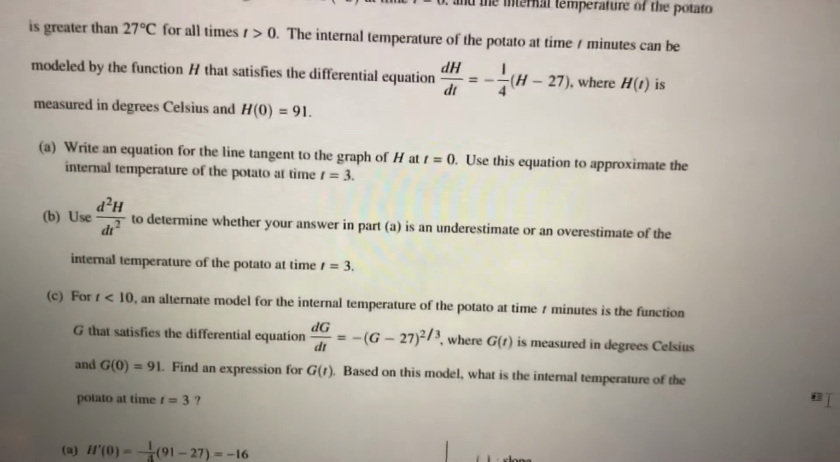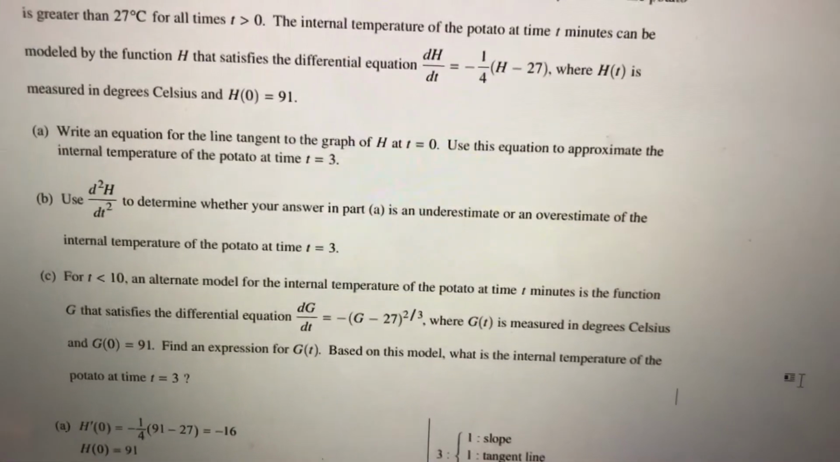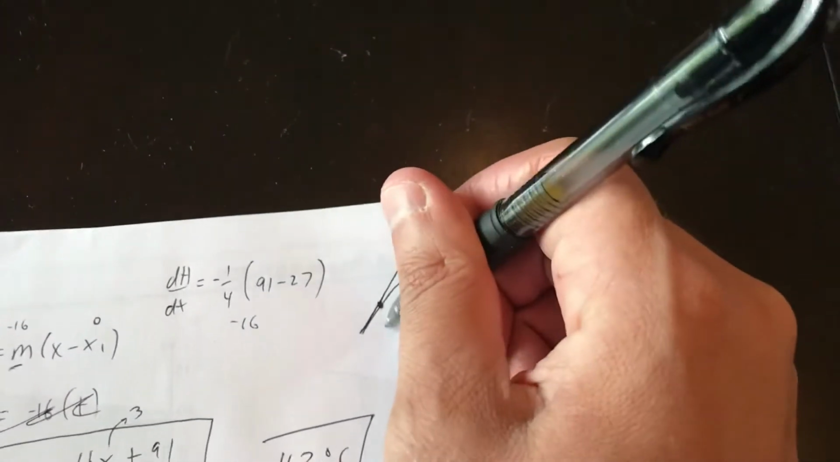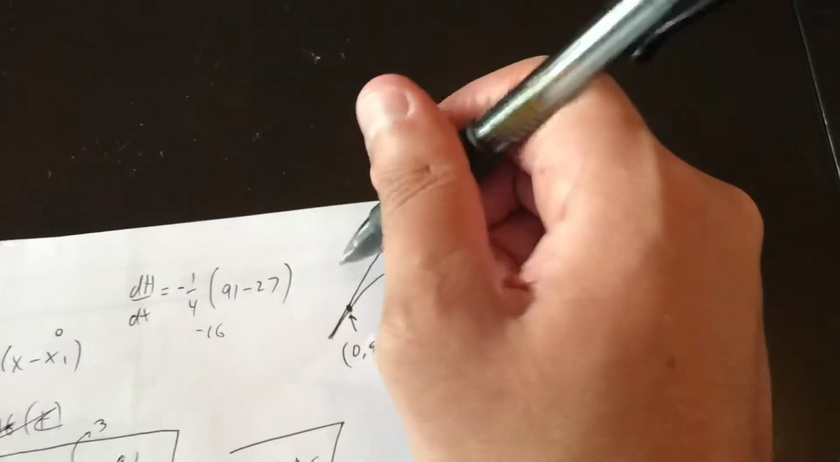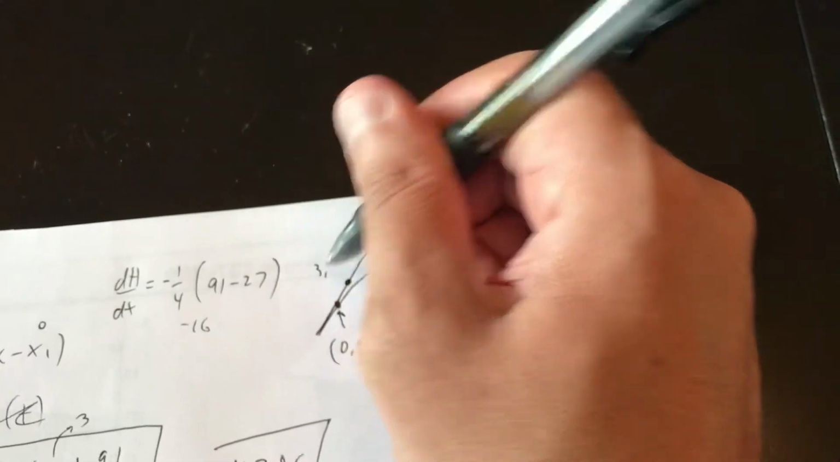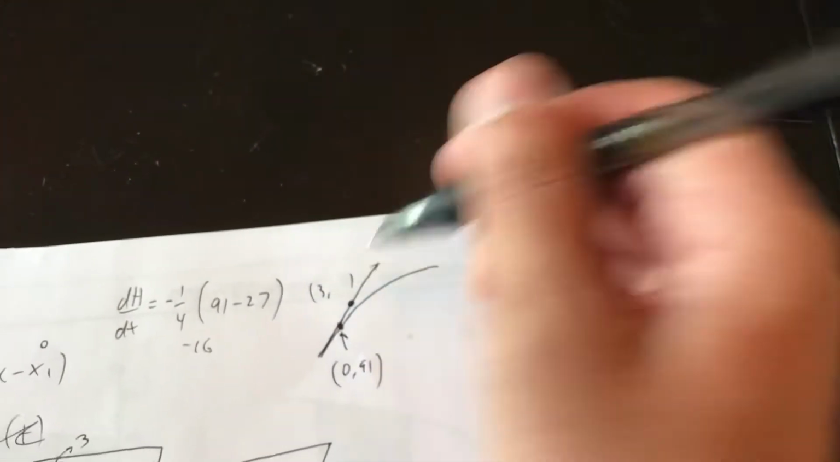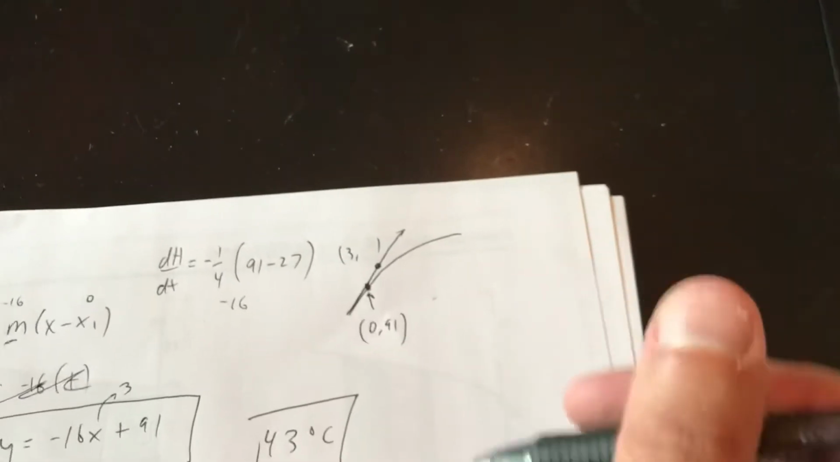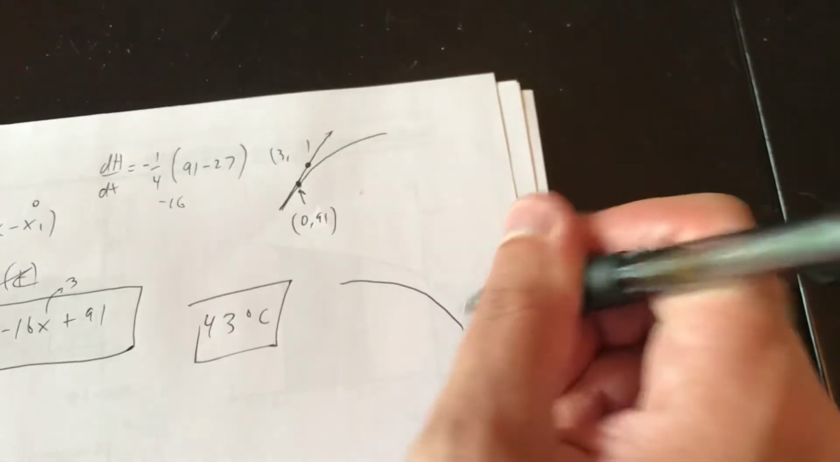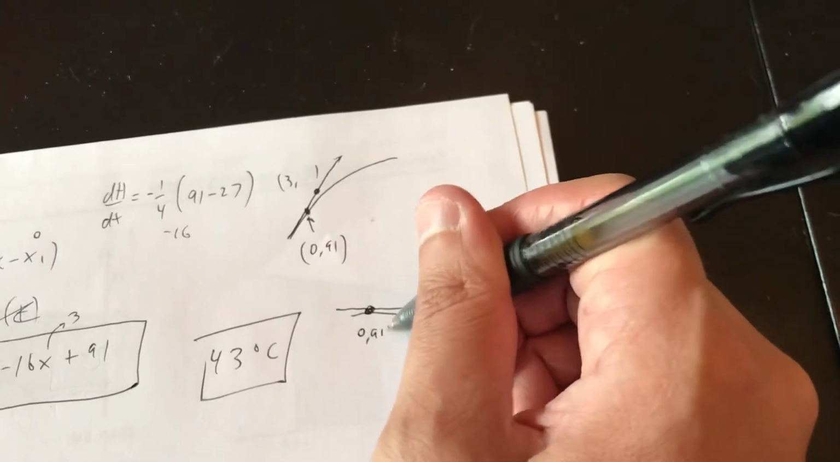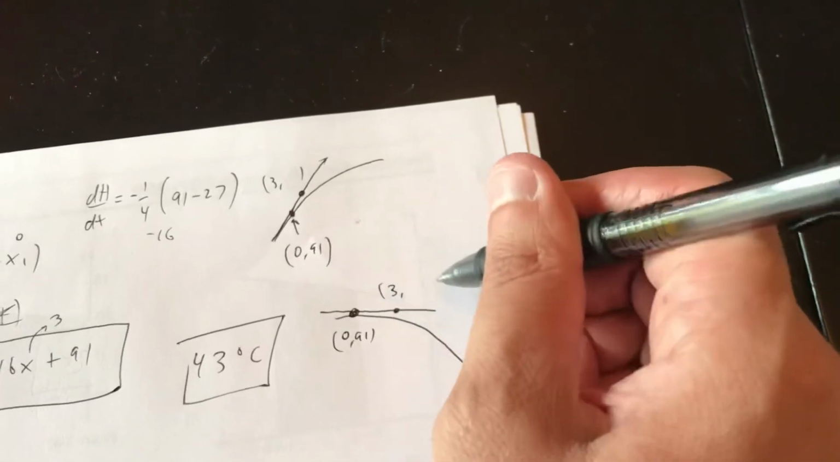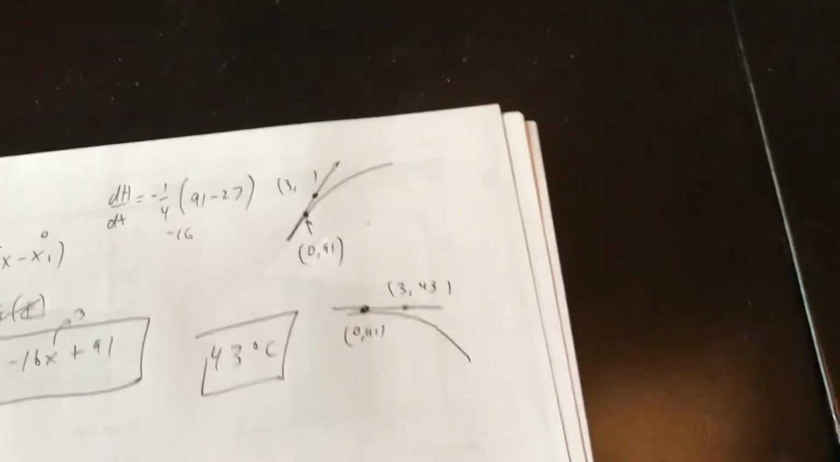Part 2 asks us to use the second derivative to determine if our answer underestimates or overestimates. So what's happening here is we had a point on the actual curve of (0, 91), and we don't have the equation of the actual curve. So we went out to a point at 3, and we found out what the temperature was. And actually, the potato's temperature is decreasing, so maybe our image would be more like this, where we had a point at (0, 91) and then a point over here at 3.